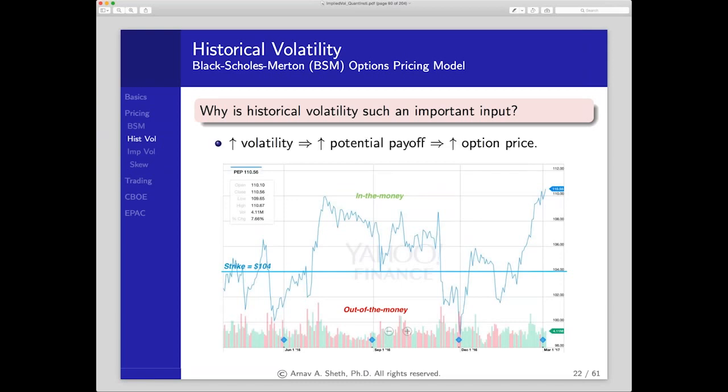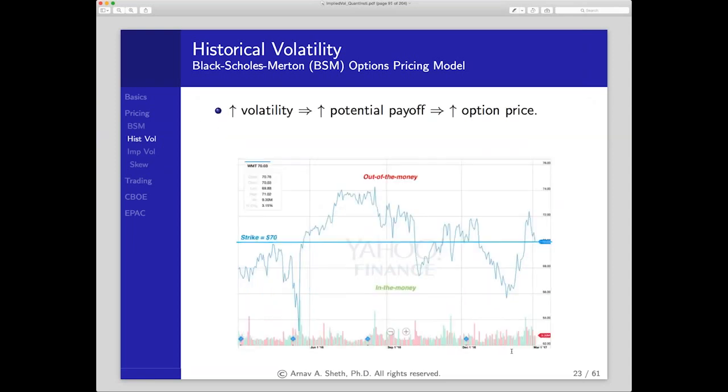So why do we care so much about historical volatility? Well, let's take a look at PepsiCo. I was talking about PepsiCo earlier. If there is a lot of volatility in the value of the stock, then there is a greater probability that it's going to end up in the money, and it doesn't matter whether it's a call or a put. You can see here on the top half, the blue line, let's say the strike is $104, and above 104, the option, this is a call option, is in the money. Below 104, it's out of the money. So if it fluctuates a lot, we can capture great profits. And the potential payoff is large, which means that the option's price will be affected by that. Okay, so greater volatility indicates a greater option price.